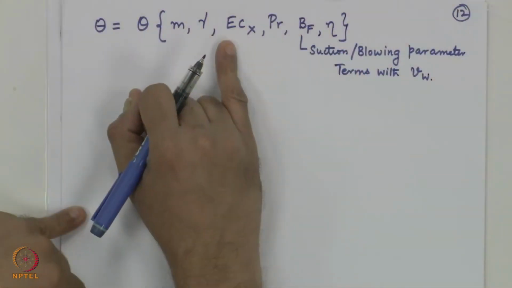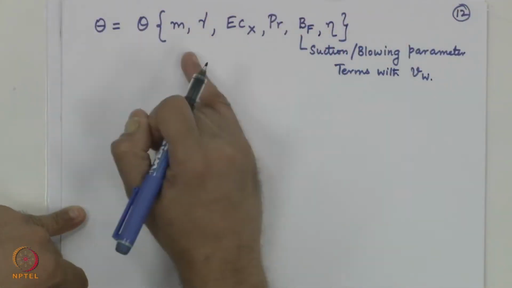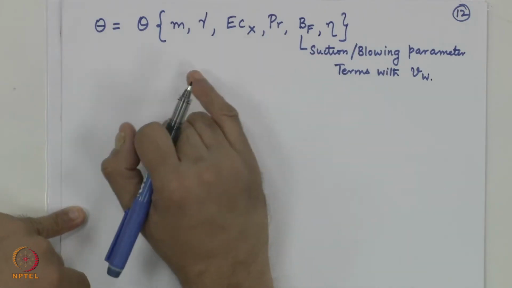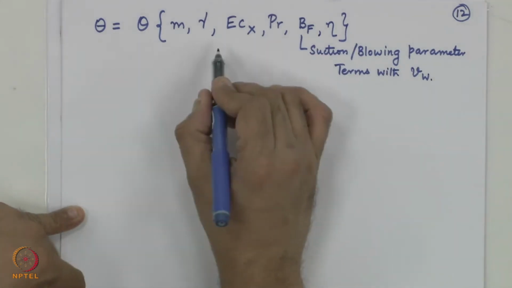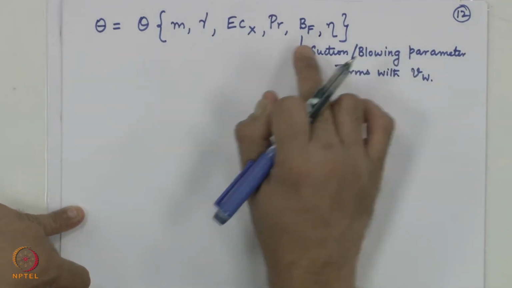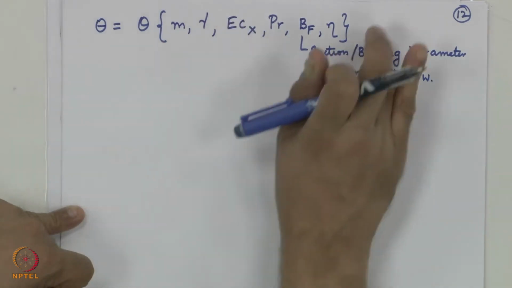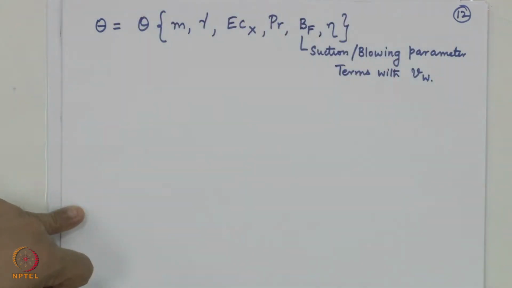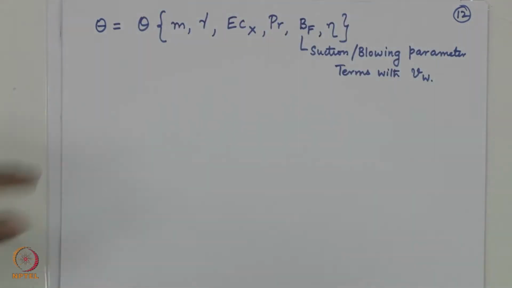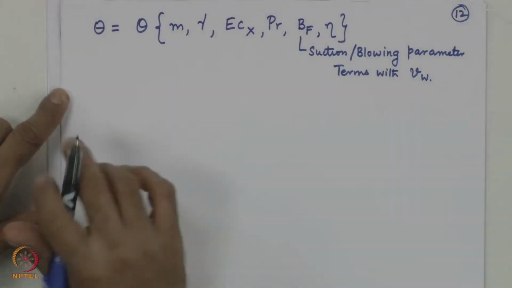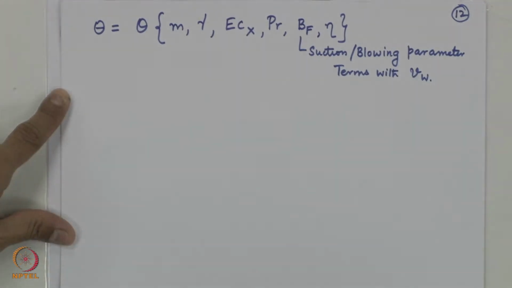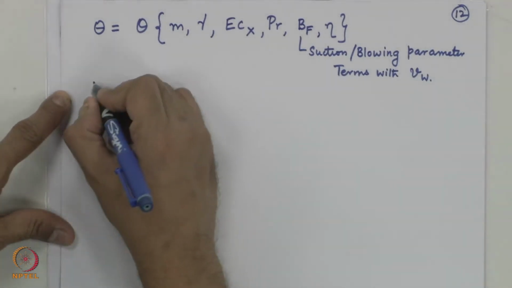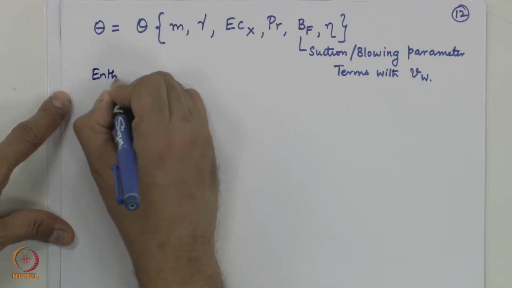So when the Eckert number is equal to 0, you lose out on this, you just have 5 dependent quantities. When the Eckert number is not equal to 0, you have 6 quantities which dictate the solution. So this is a functional requirement of my solution. Now let us quickly go through the solutions. We define enthalpy thickness.